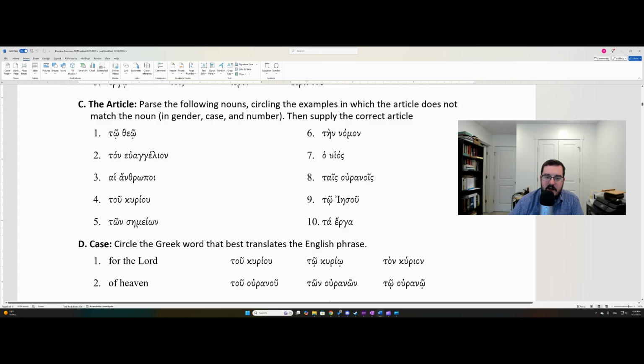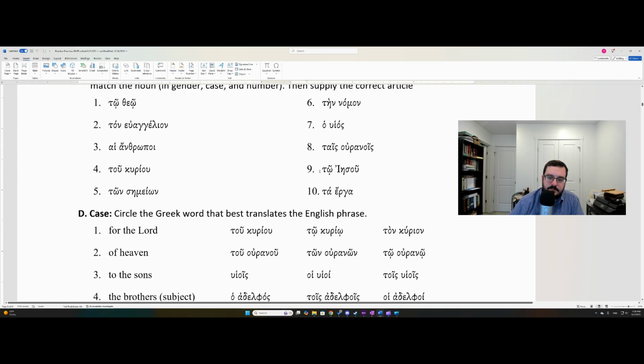Then we have ho huios. Another easy one for us, right? We have the typical ending of the masculine nominative singular, and we have the appropriate article here, ho huios. We know those match. Tais ouranois.